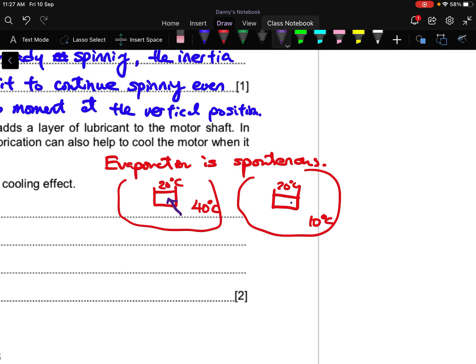In the first example, the water is gaining heat, right? So evaporation happened, okay, fine.